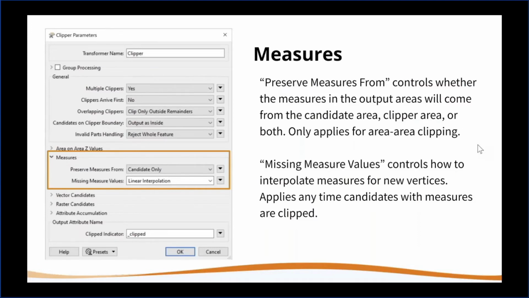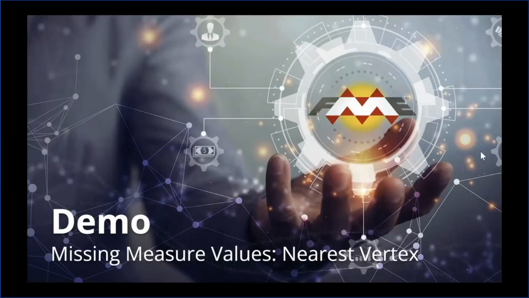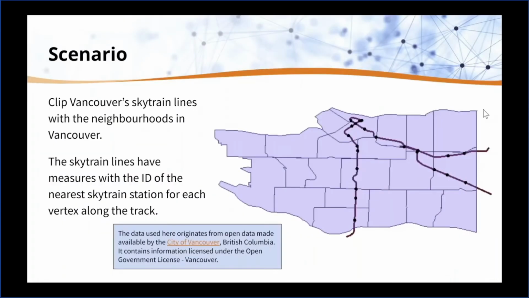And the second parameter, missing measure values, controls how to interpolate measures for new vertices that are introduced during clipping. And this applies anytime candidates with measures are clipped, not just for area clipping. So I have a demo case for this as well, and I can set the scene. In this demo, I have 3 data sets.